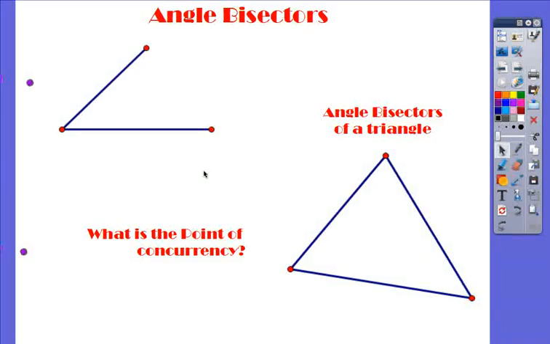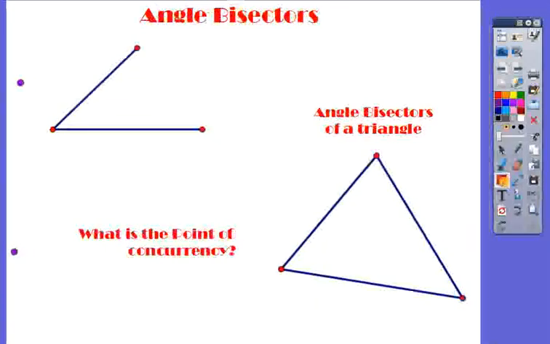An angle bisector is a line, ray, or segment that cuts an angle into two congruent, adjacent angles. So let's create an angle bisector here. We've got this angle on the left, and we're just going to take a ray. It could be a line, ray, or a segment, and we're going to simply cut this angle in half.